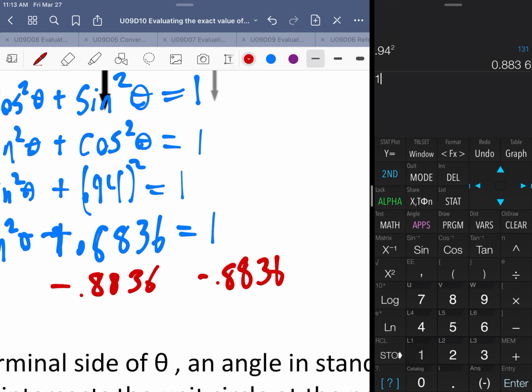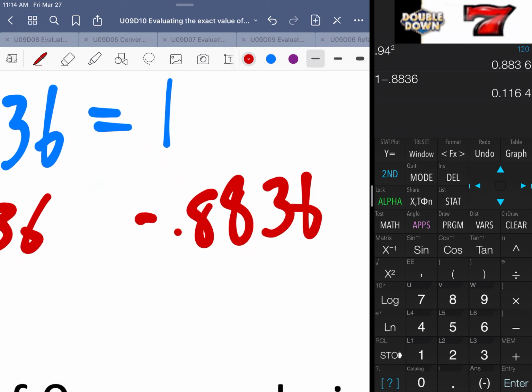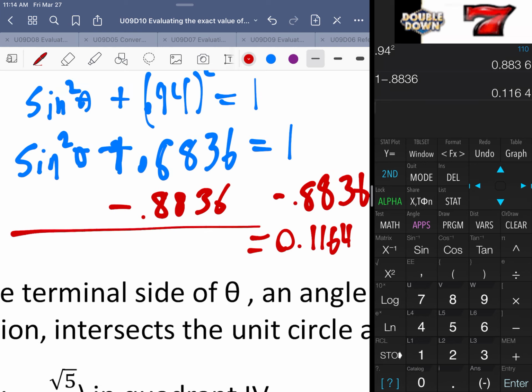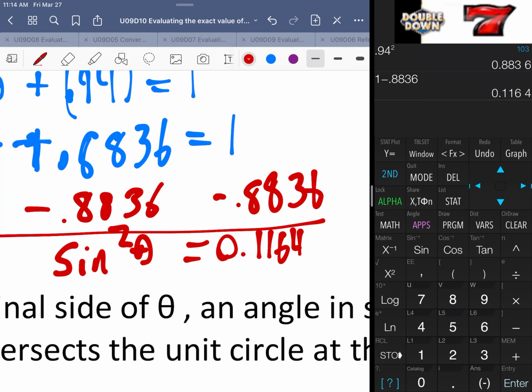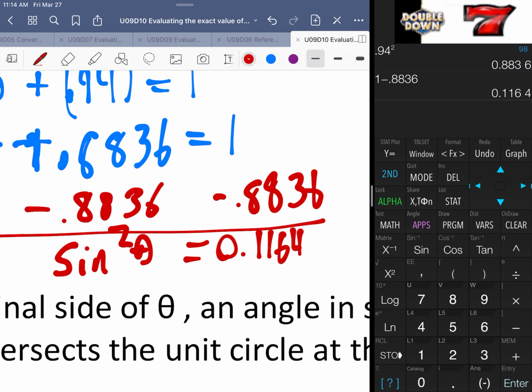Let's do the subtraction. So it's 1 minus 0.8836. And I get 0.1164 is equal to sine square theta. If I take the square root of both sides, I will figure out what sine theta is. Take the square root of both sides.